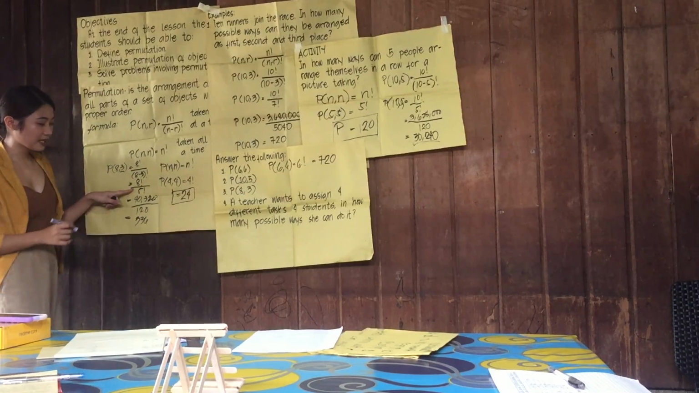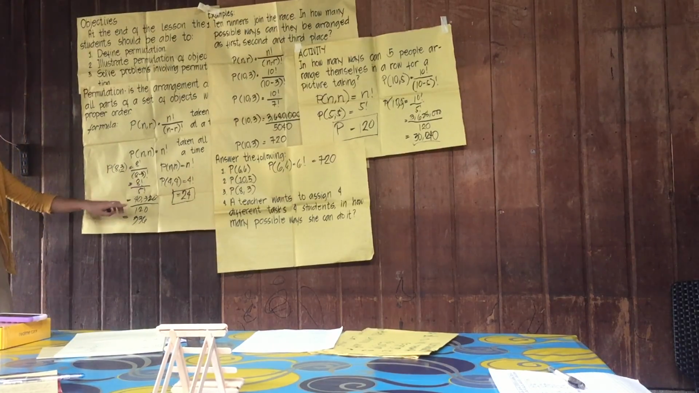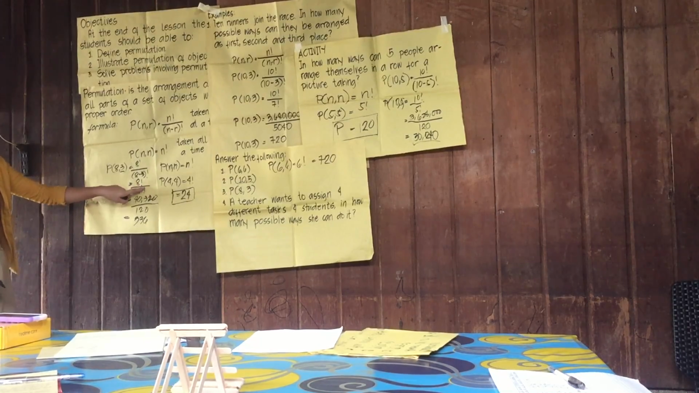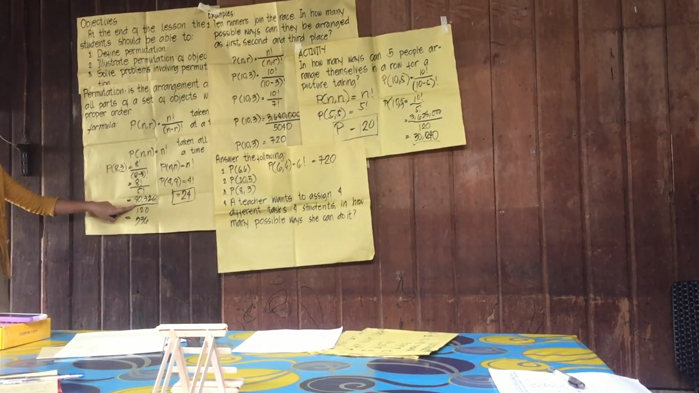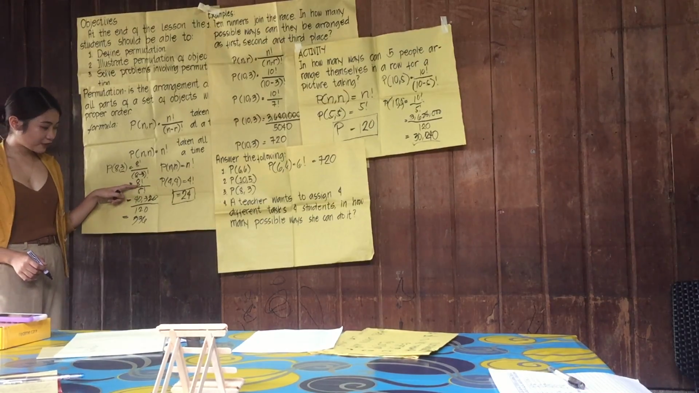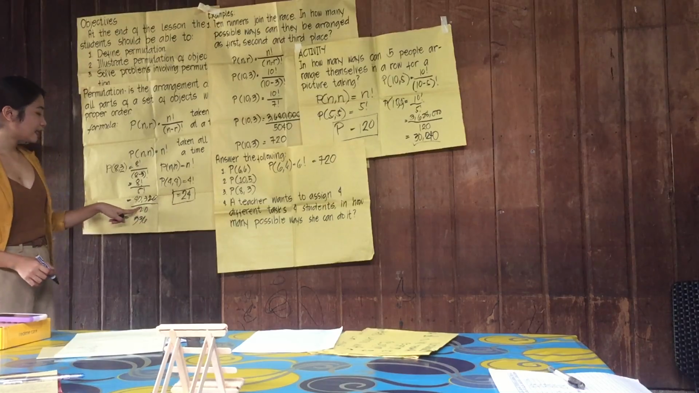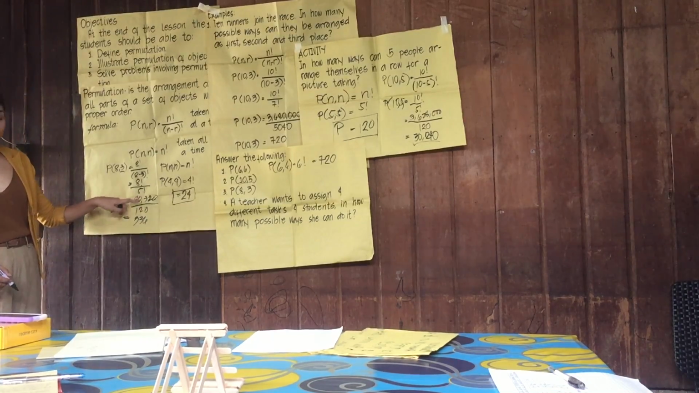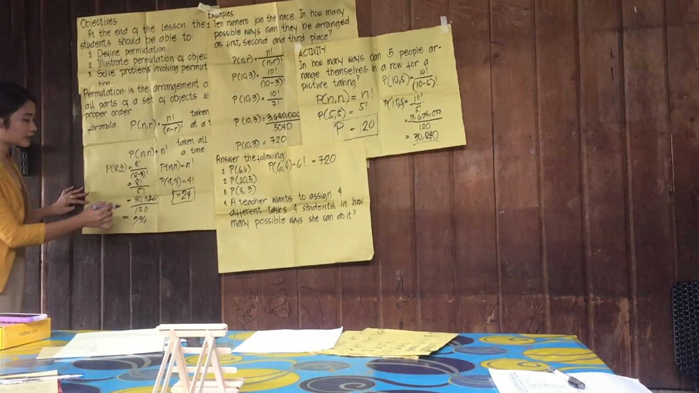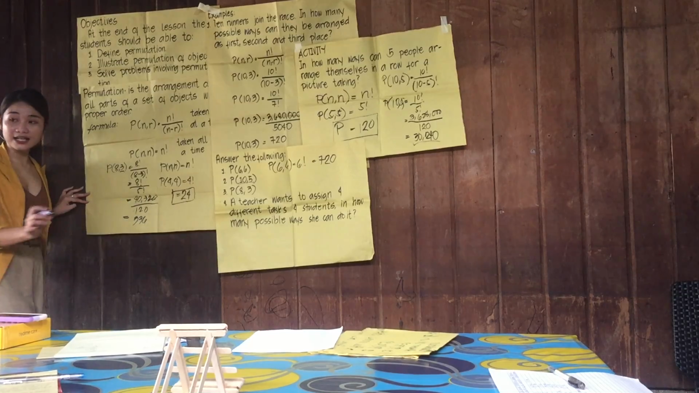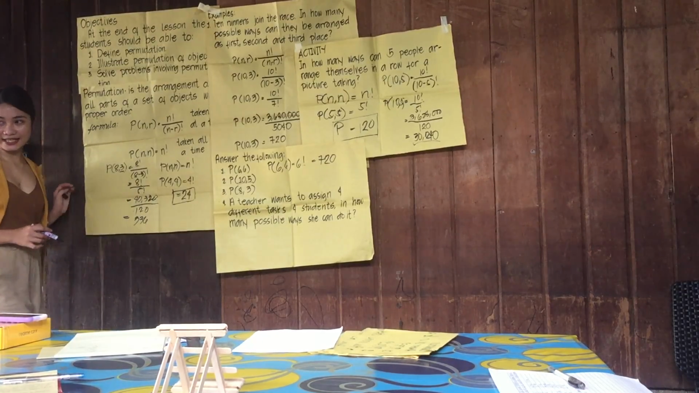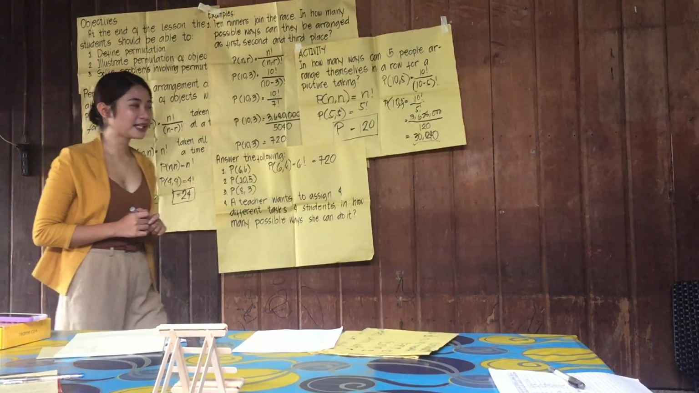So, this is the answer. Not totally the answer, okay. It is still substitution. 8 factorial divided by 5 factorial. 8 factorial is equal to 40,320 divided by 5 factorial, which is 120. So that you divide this one and the answer is 336. Okay, ma'am. Thank you. Okay, are we clear?